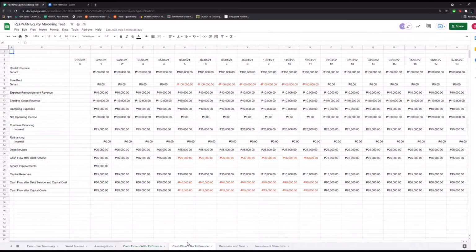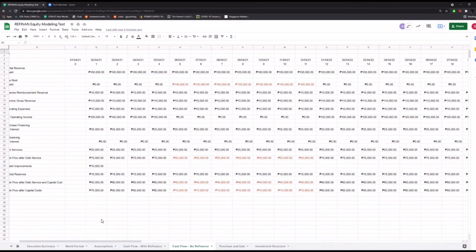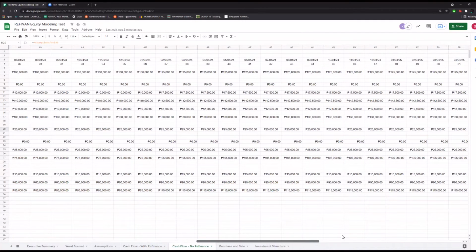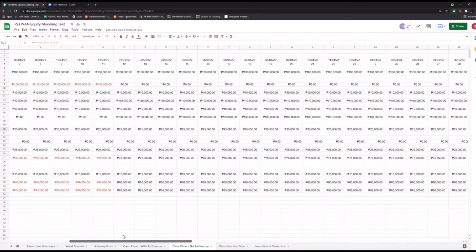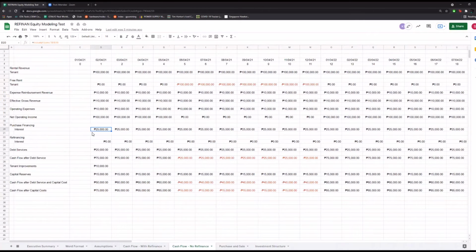For the cash flow with no refinance, the only difference is that we removed refinancing in this document, and we added 25,000 all the way until the 72nd month. And it really changed everything in the bottom here.